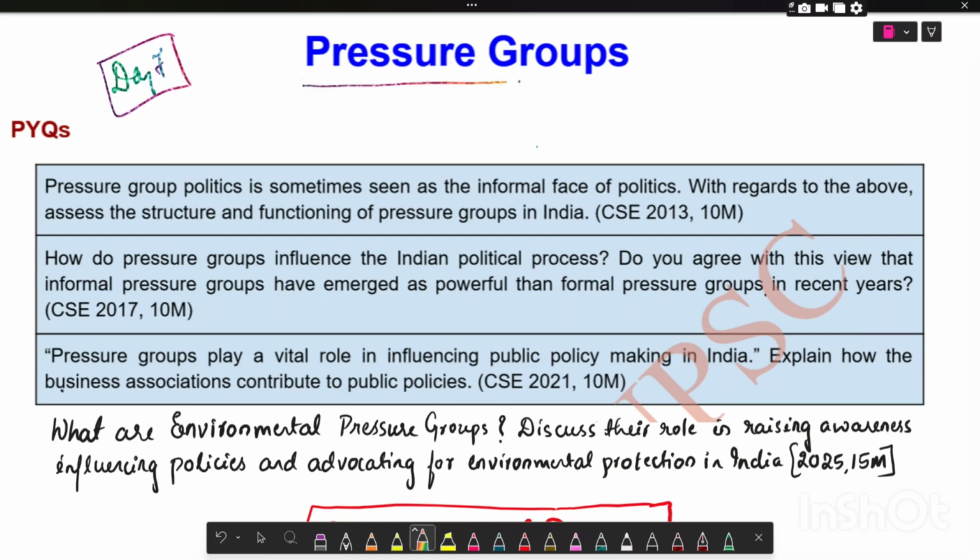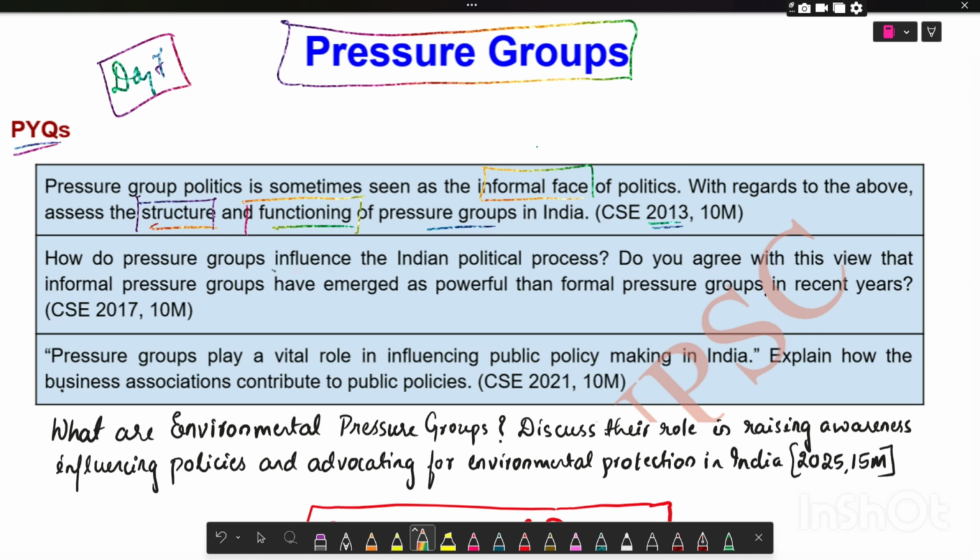In this video, we will learn about pressure groups. Before starting the topic, let us go through PYQs. Pressure group politics is sometimes seen as the informal phase of politics. With regards to the above, assess the structure and functioning of pressure groups in India. They asked about structure and functioning in 2013.